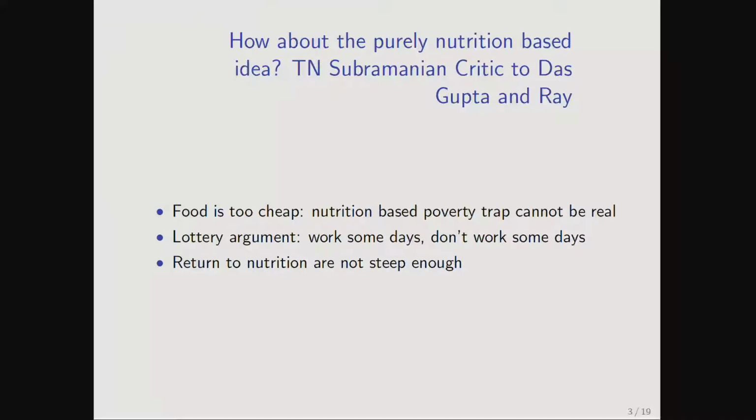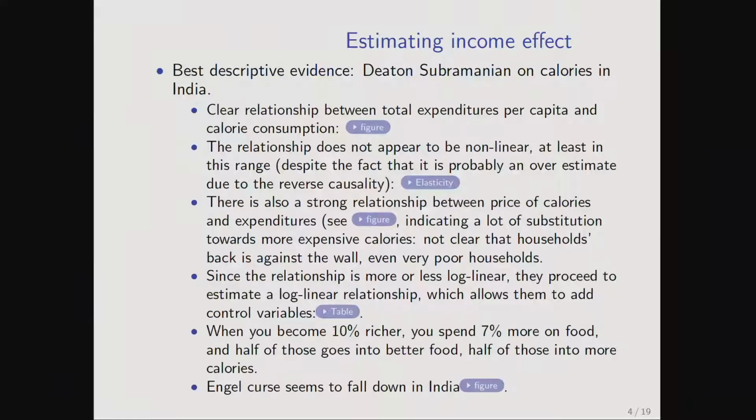So that's basically the three arguments he's making, and this one is an argument about the G function, this one is an argument about the F function. So now let's spend the next 15 minutes that we have delving into the empirics of the nutrition productivity relationship.